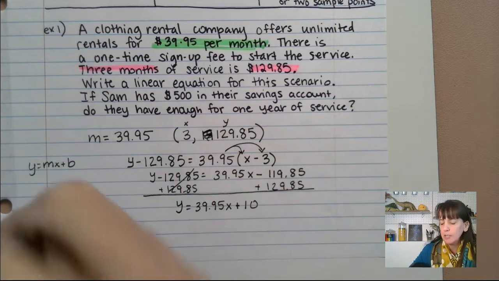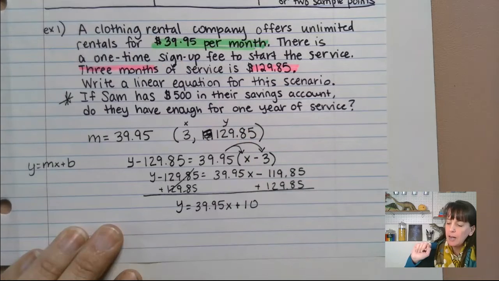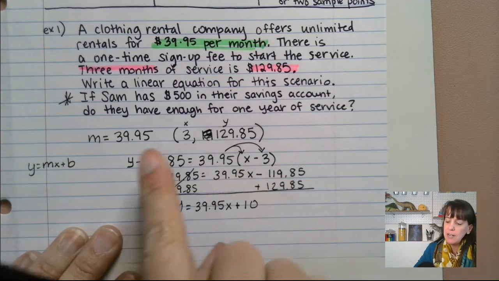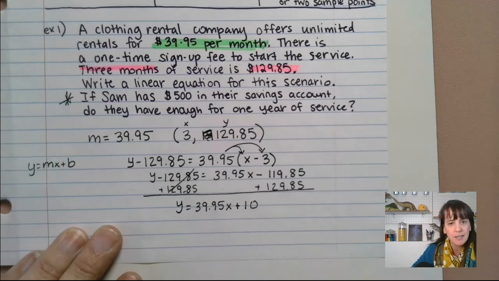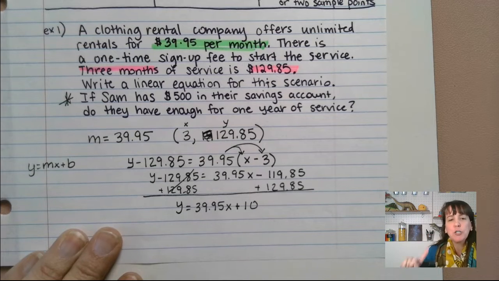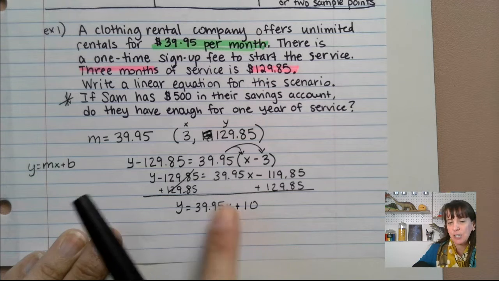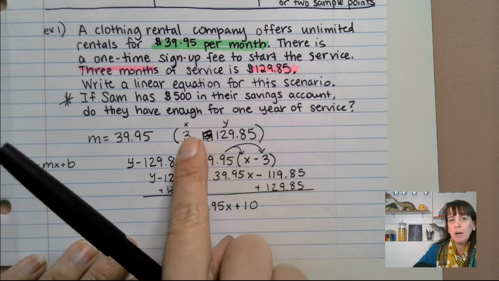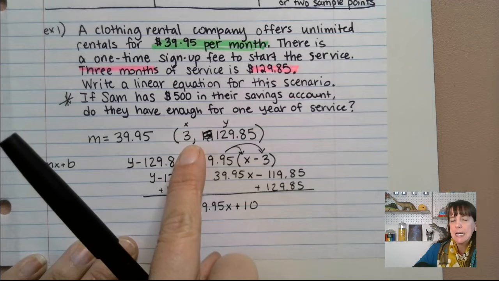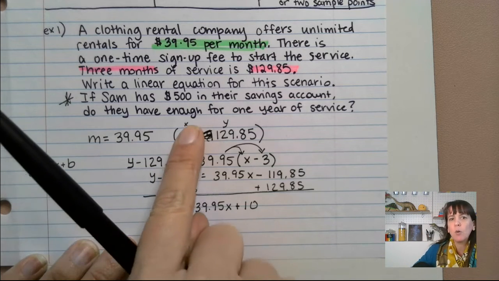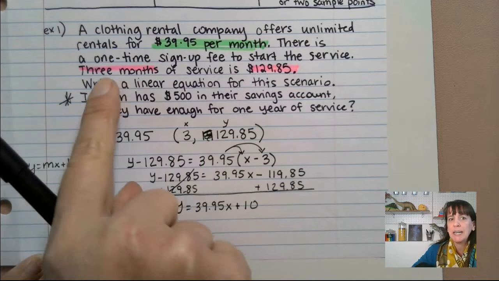So the second part of this question says, if Sam has $500 in their savings account, do they have enough for 1 year of service? Well, that means we could do two things. We could see if we have enough if we have $500, or we know that our x here, and this is good practice, coming back up here, let's take a look at this. On our x here, remember that was 3 and that was months.